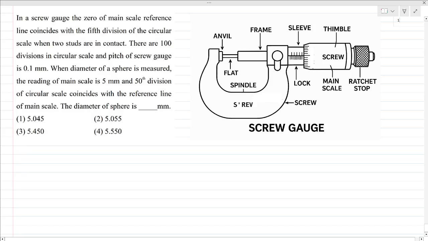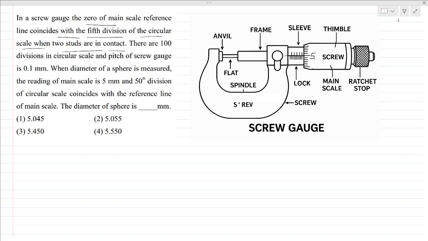In a screw gauge, the zero of the main scale, that means this line, the reference line, coincides with the fifth division of the circular scale when the two studs are in contact. So this is basically the condition when we determine the zero error of a screw gauge. Here the fifth division of the circular scale coincides with the baseline or the reference line.